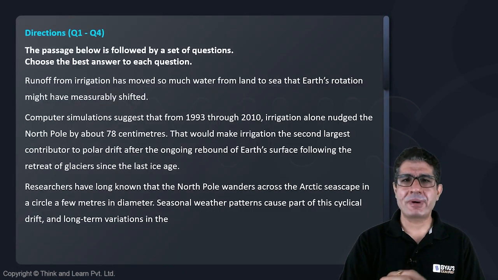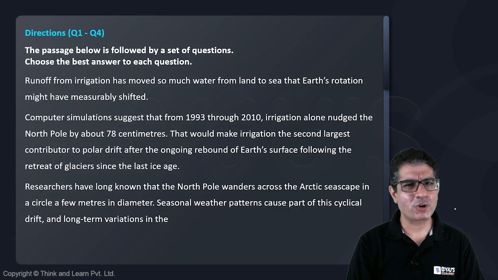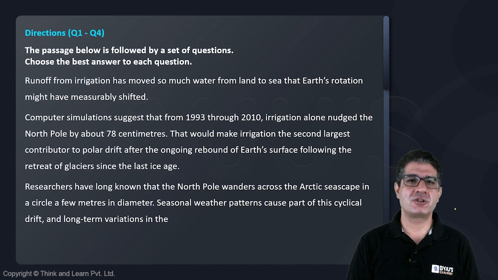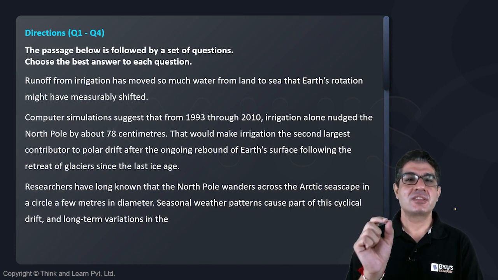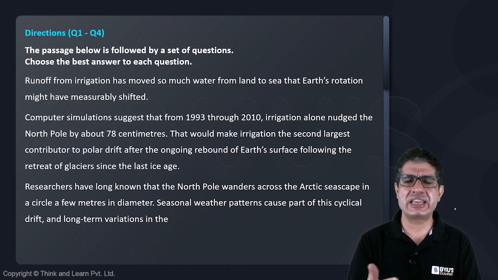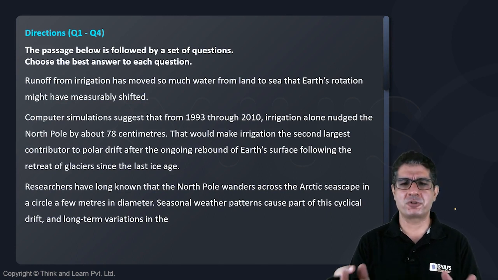So here is our first passage, which is based on ecology, climate change and all those things. It introduces something very interesting to us. It talks about the polar shift and particularly connects it with something called irrigation. I don't know about you, but personally, I never thought that our pole shifts, wobbles, and even something like irrigation will go on to affect it. But that's the fabulous thing about reading.